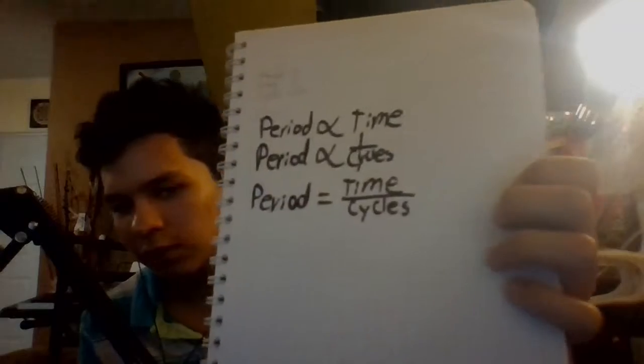So when we have the proportions, the only thing that we need to do to make a mathematical formula is to multiply the proportions by a constant. The constant that we will use is 1. So we have that the period is equal to the time over the cycles, the total time over the number of cycles that we measured.